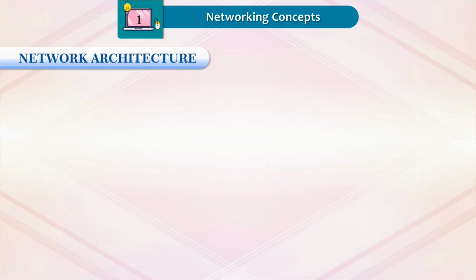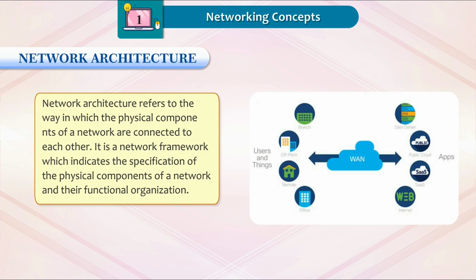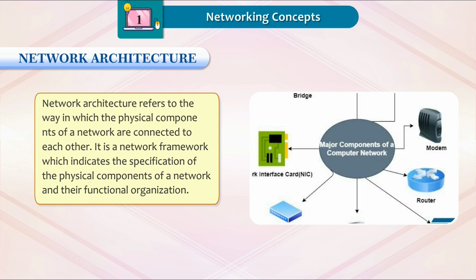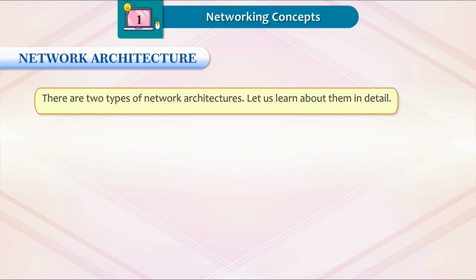Network architecture. Network architecture refers to the way in which the physical components of a network are connected to each other. It is a network framework which indicates the specification of the physical components of a network and their functional organization. There are two types of network architectures. Let us learn about them in detail.